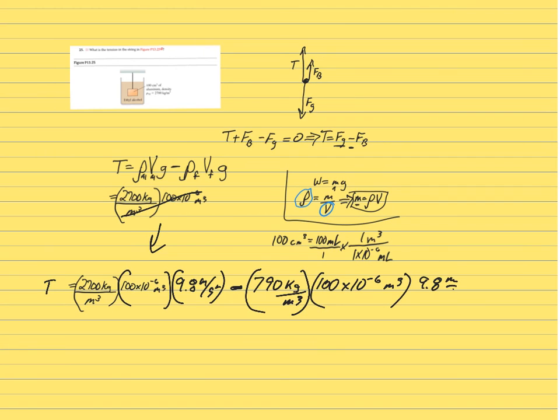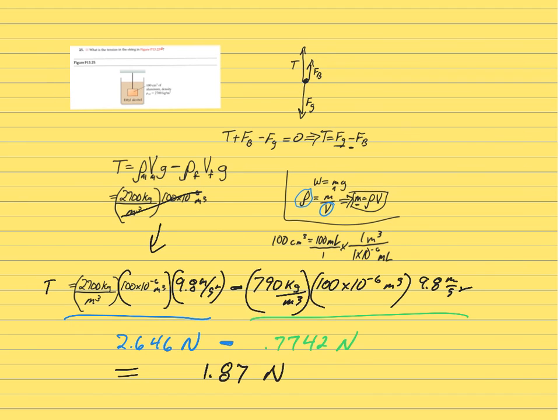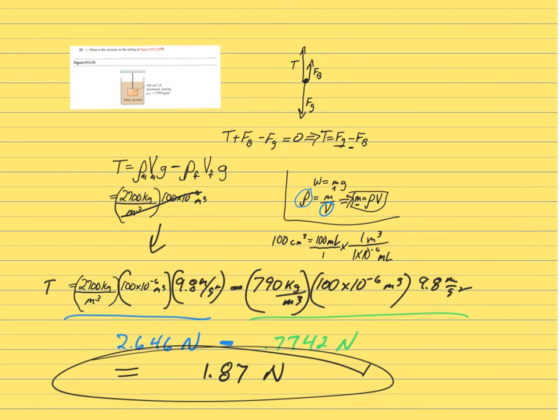Meters per second squared. So remember, you got to do this number first, then that number. So this blue number, I think I came up with 2.646 newtons. I have to subtract away 0.7742 newtons, and that should give me an answer of 1.87 newtons. Remember, force is in newtons and tension is in newtons, so hopefully that works.